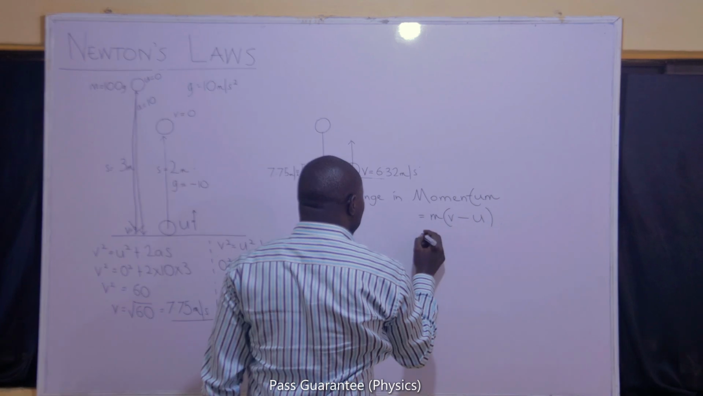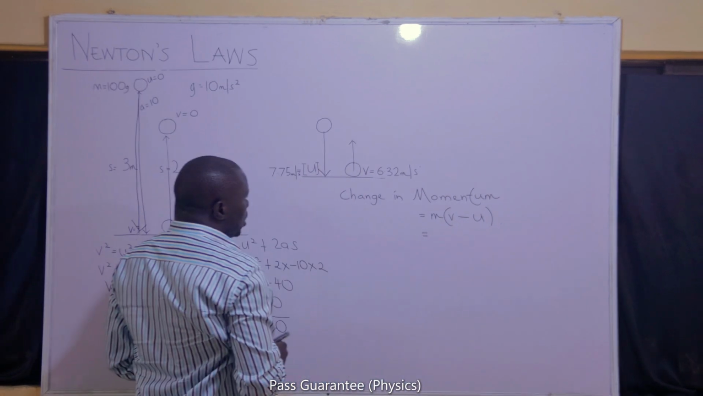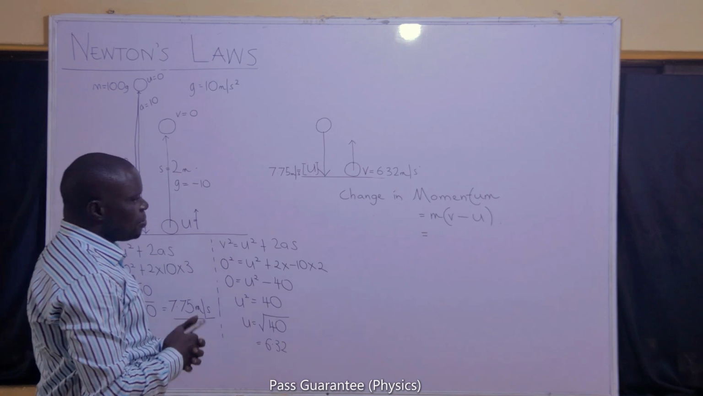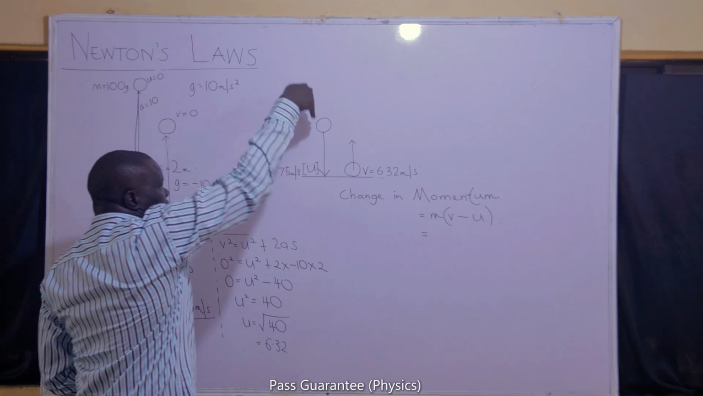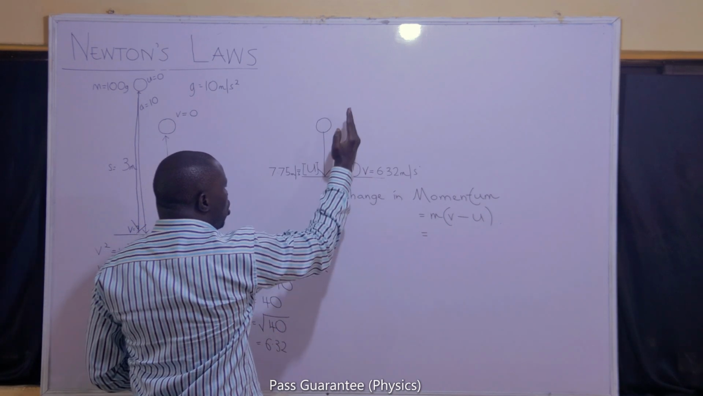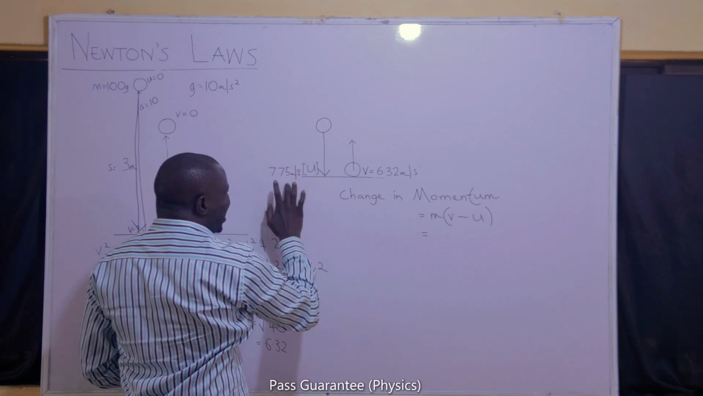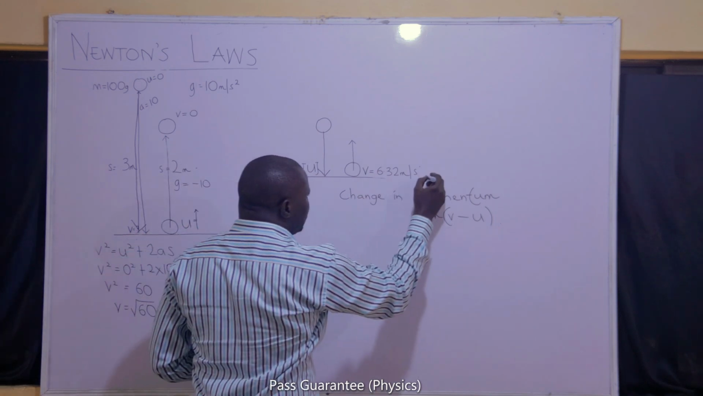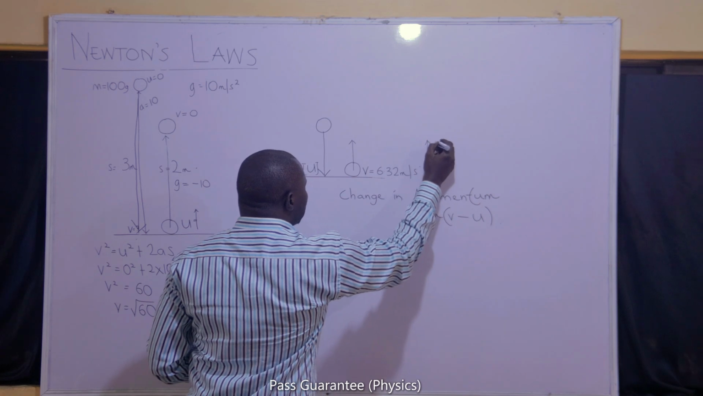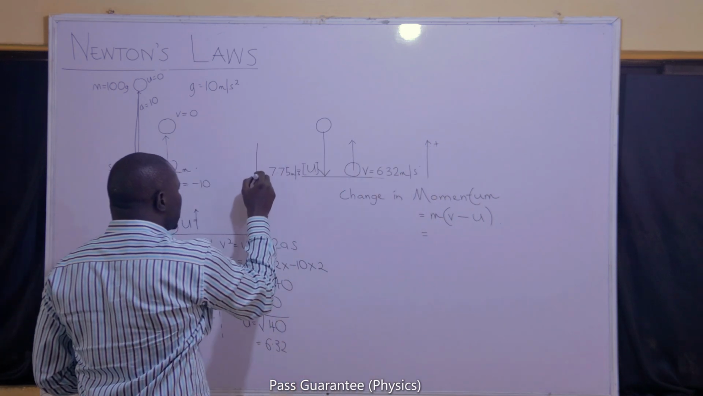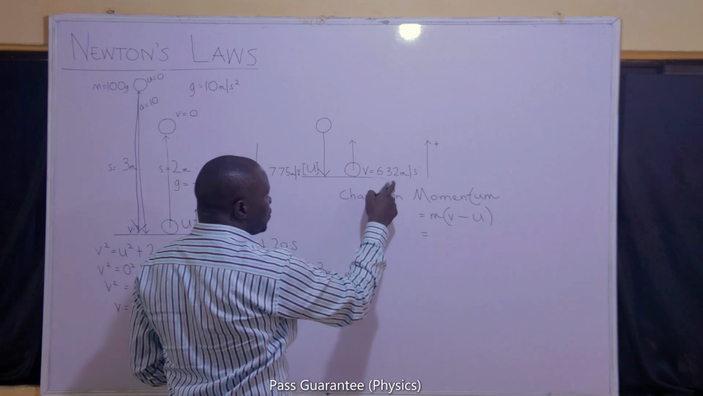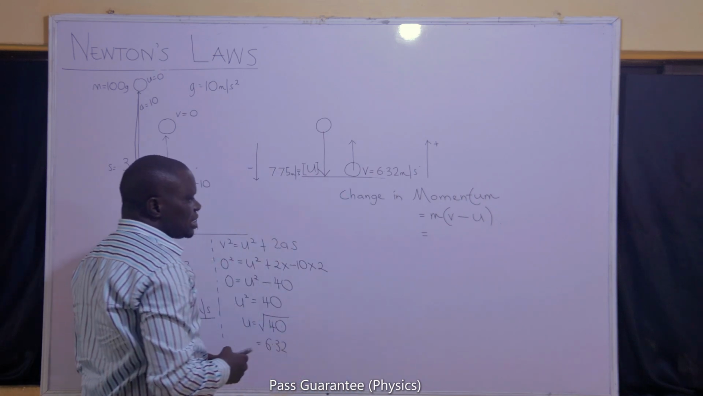There's something I want you to check again in the problem. The object reverses its motion after impact. It came down, and after impact it went up. So the velocities are not in the same direction. I will have to take one positive. I'm going to take this one as positive and this one as negative. If you do the reverse, you will still get the same answer.